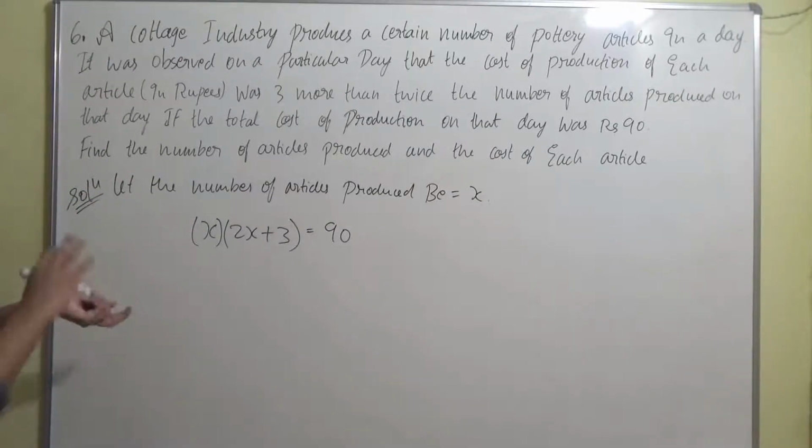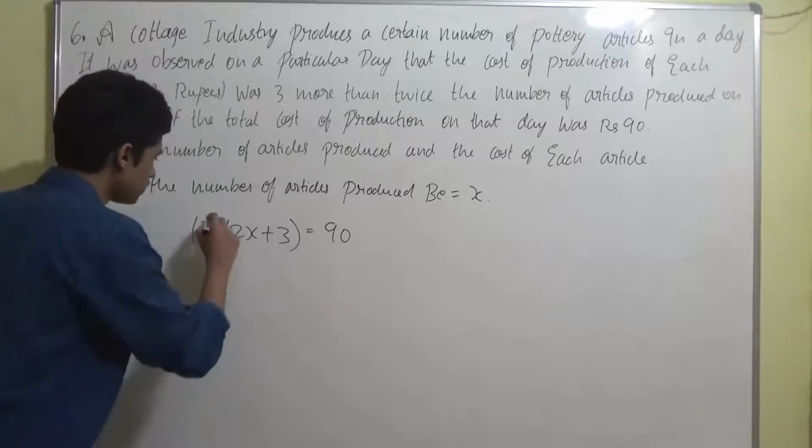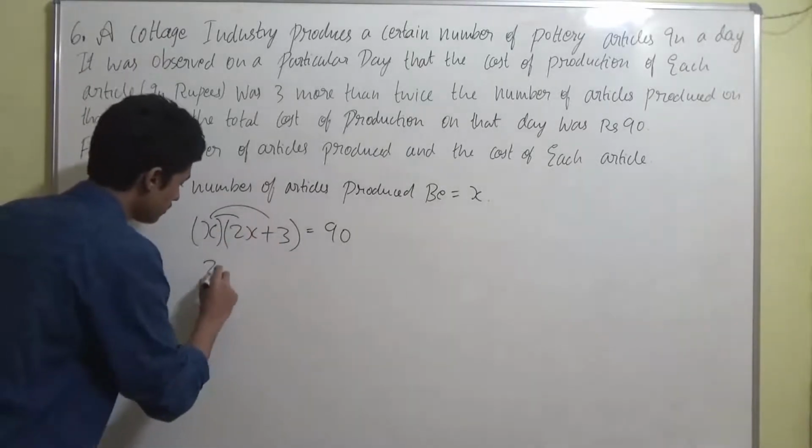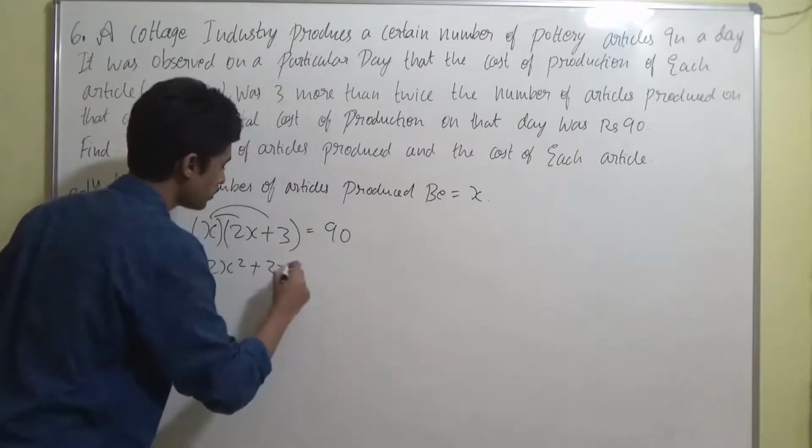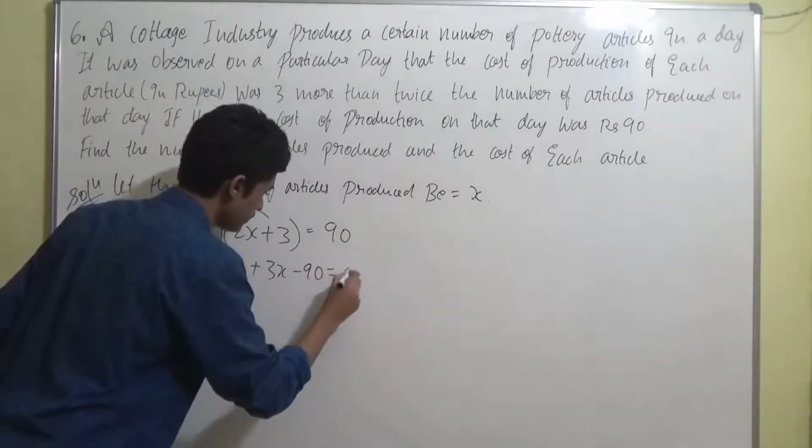Now let's expand it and bring it into standard form. You're going to multiply like this. It's going to become 2x square plus 3x. I'll bring 90 towards LHS. It becomes minus 90 equal to 0.